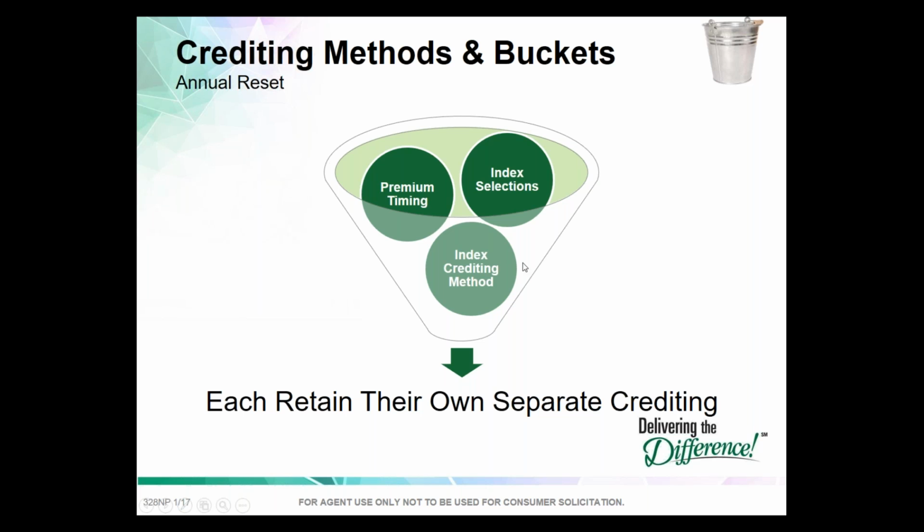When you combine these together, you might have two different index crediting methods. You may have different index selections as to which indexes that you're in. You may have different timing of things. You can have multiple buckets or segments in a life policy earning credits. So you may have 5, 6, 10, 20, 30, 40. I mean, there could be a number of different buckets in a life policy depending upon how the timing has been, how many index selections, how many different index crediting methods that they use.